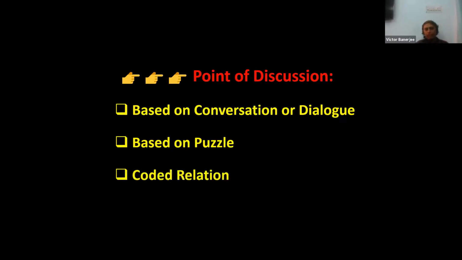And finally, coded relation. This is a new kind of question. The relation would be defined in terms of some symbol, for example, star or hash. Definition would be given, and you need to replace the symbol by the relation, and then we need to find out the final relation. So these are the three things that we will be discussing in today's session, blood relation.